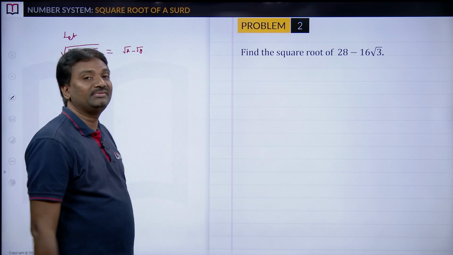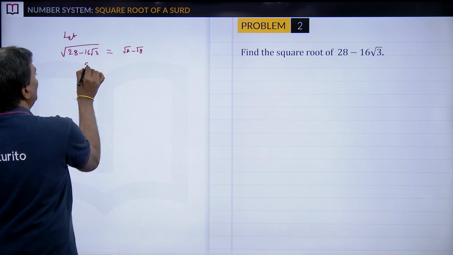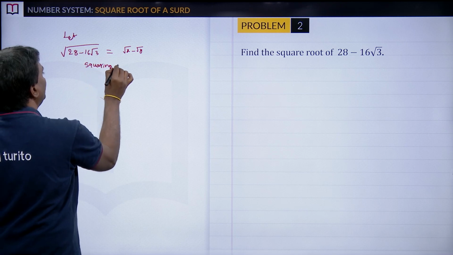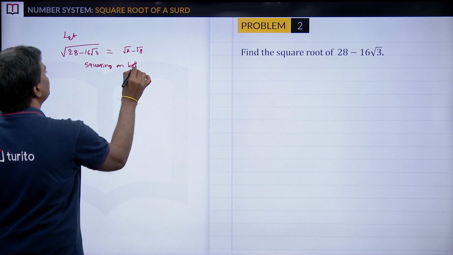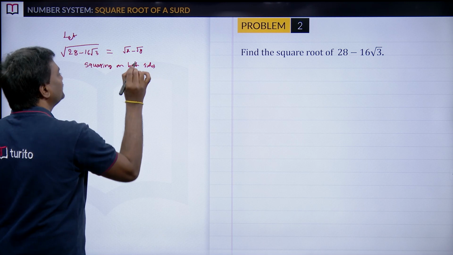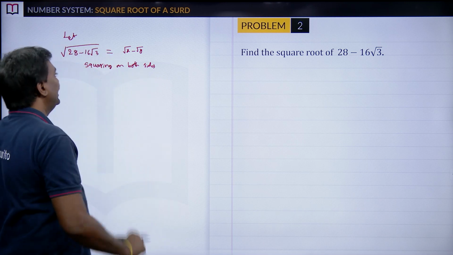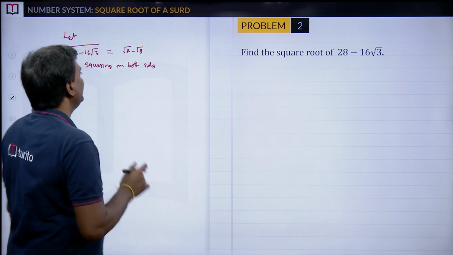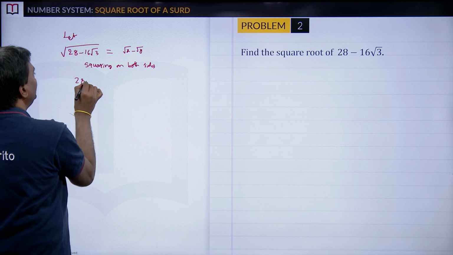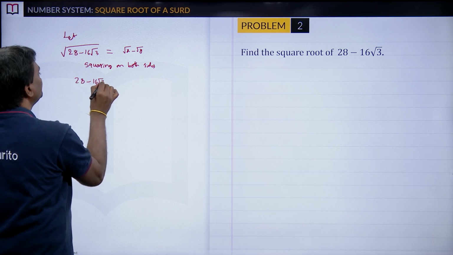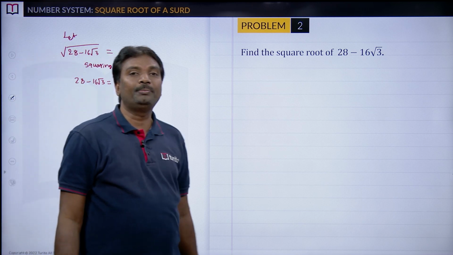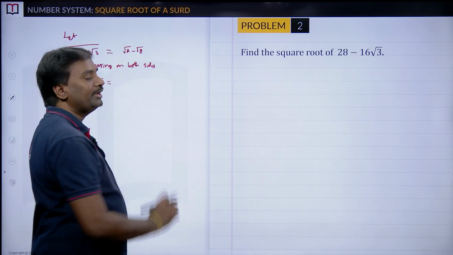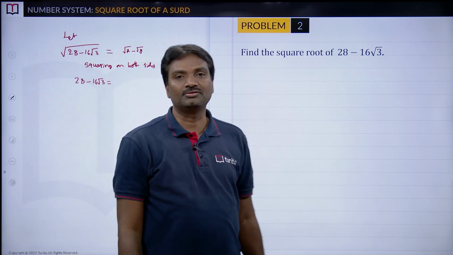Now let us square this on both sides. By squaring on both sides, in LHS we have the square root of 28 minus 16 root 3, and the square root and square cancel. You will get 28 minus 16 root 3 equal to RHS, which should be in the form a minus b whole square. Why? RHS can be taken as root x minus root y whole square.